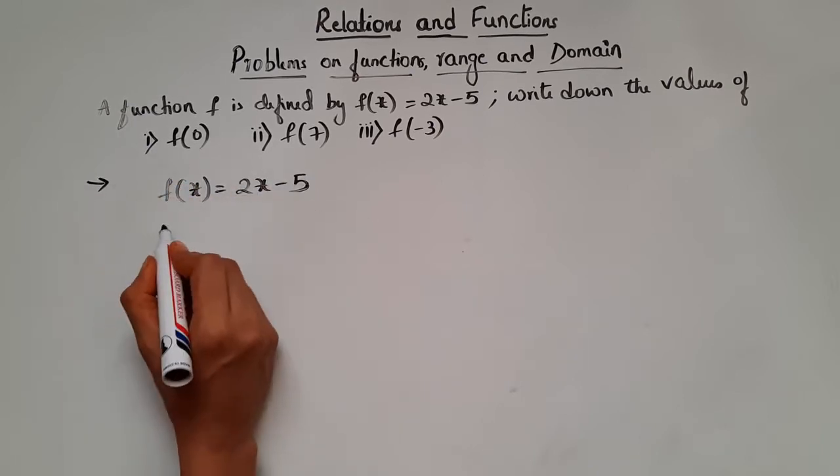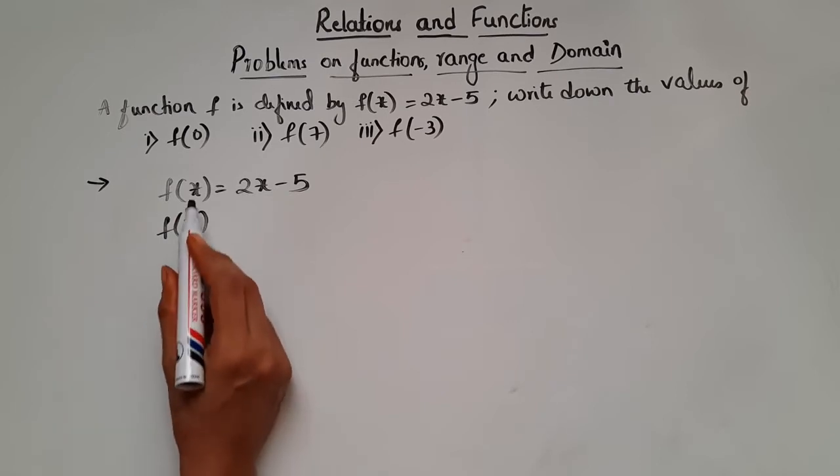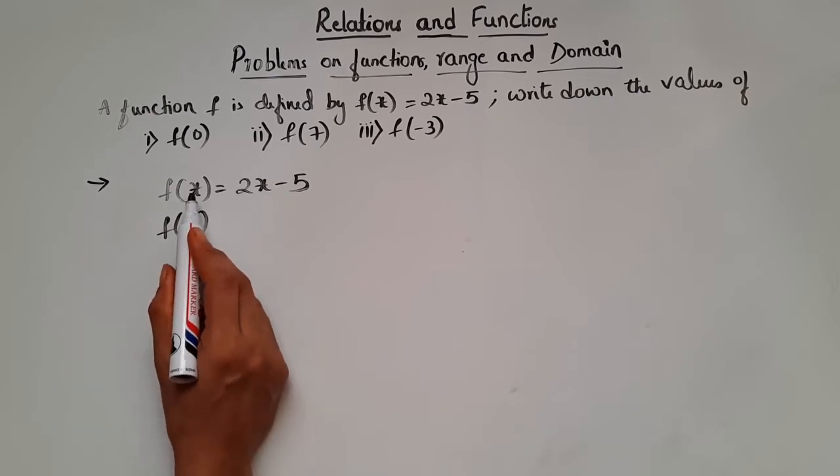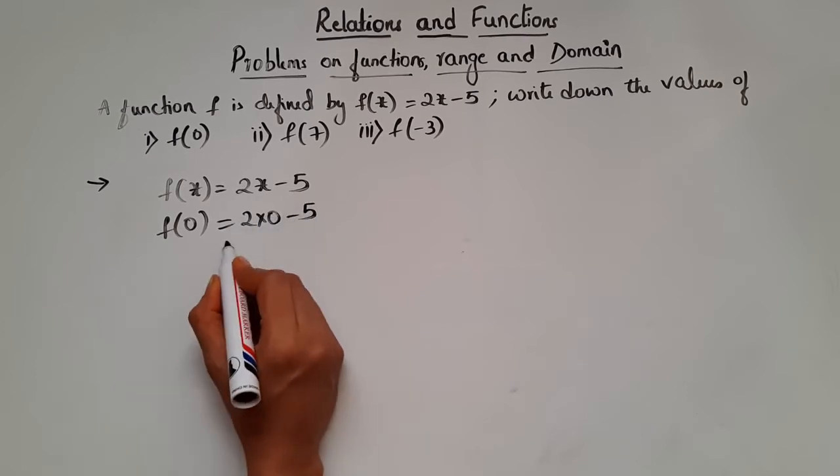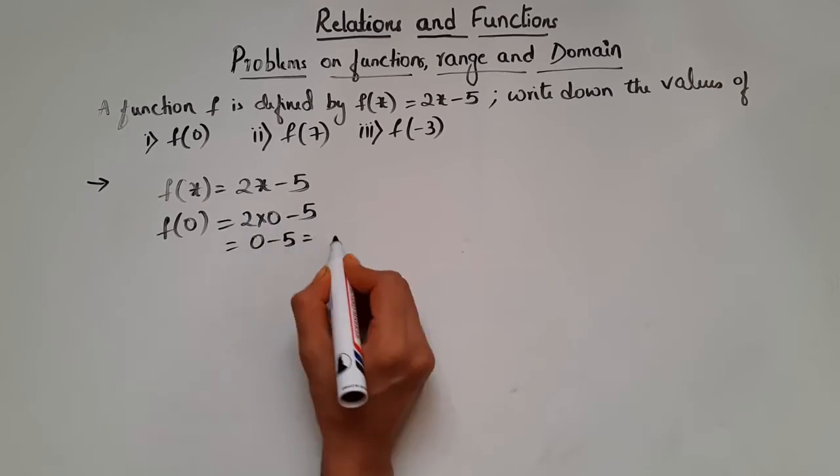We have to find the value of f of 0. Simply you have to replace x with 0. You have to put the value of x is equal to 0 in this equation. So 2 into 0 minus 5. So 2 zeros are 0 minus 5. This will give you minus 5.